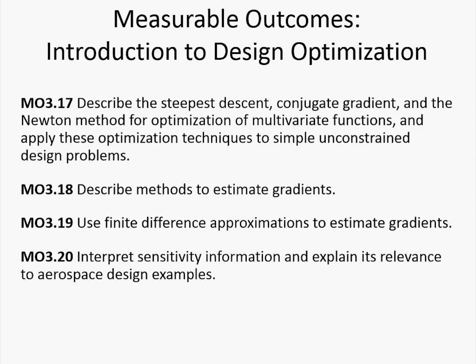Then lastly, on the introduction to design optimization, be able to describe the steepest descent, conjugate gradient and Newton method and to apply them to simple, unconstrained design problems. Describe the different methods to estimate the gradient and be able to use finite difference approximations to actually estimate them. And then interpret sensitivity information, so things like the main effect sensitivities that we talk about, and explain why those are relevant to aerospace design examples. Remember, we talked about how you could use sensitivity information to decide where to reduce uncertainty in the system, which was called factor prioritization, or factor fixing, where there are factors that don't really matter and you could fix them at a value and not worry about their uncertainty.